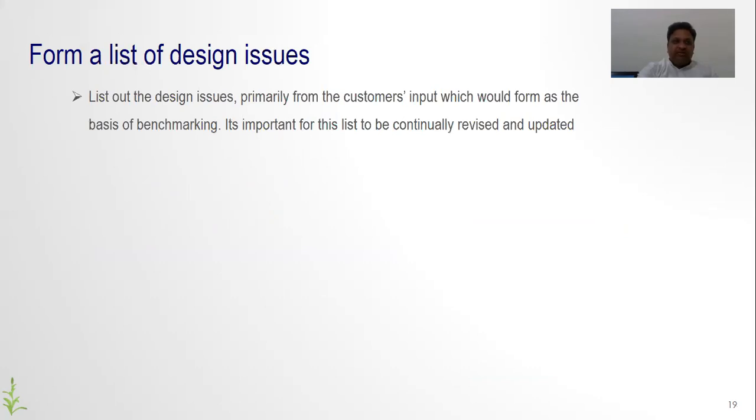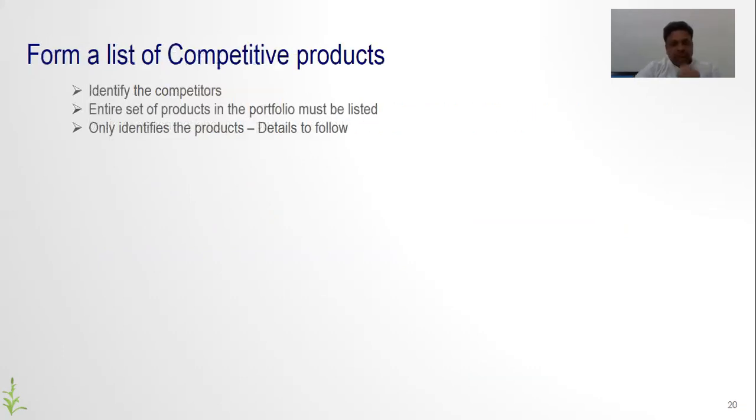So it's a kind of activity. Form a list of design issues: list out design issues primarily from the customer's input, which would form the basis of benchmarking. It's important for this list to be continually revised and updated. Form a list of competitive products: identify the competitors. An entire set of products in the portfolio must be listed. Only then identify the product details to follow.